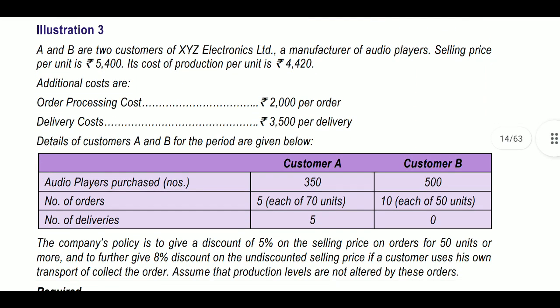Next, additional costs are order processing cost, 2,000 per order. So they are taking 2,000 rupees per order. We don't know how many orders we have. If we know the orders, multiply by 2,000 and we will get the amount. Additional costs will be deducted from the sales amount. Next, delivery cost is 3,500 per delivery. If we know how many deliveries there were, multiplied by 3,500 we will get the answer.